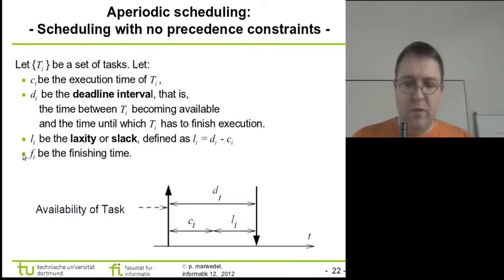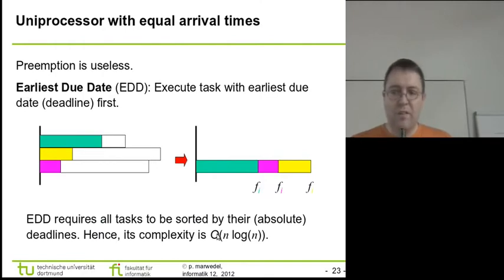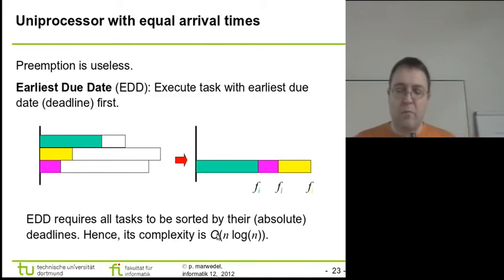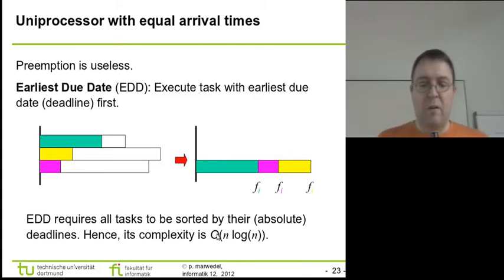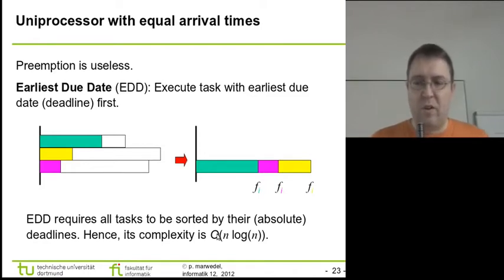And the last parameter we define is the finishing time, Fi, which is simply the time when the task is finished. On a single processor with equal arrival times, so when all tasks arrive at the same time, preemption is useless because we have all tasks arriving at the same time, so no task arrives later and will interrupt the other ones.